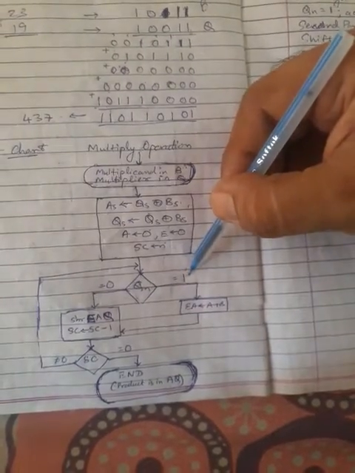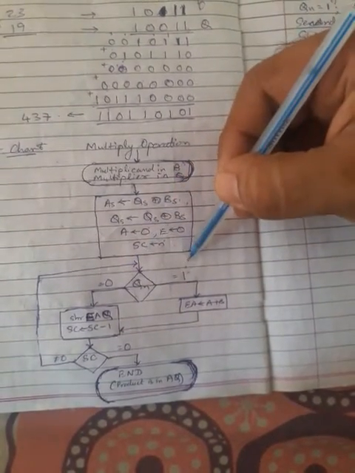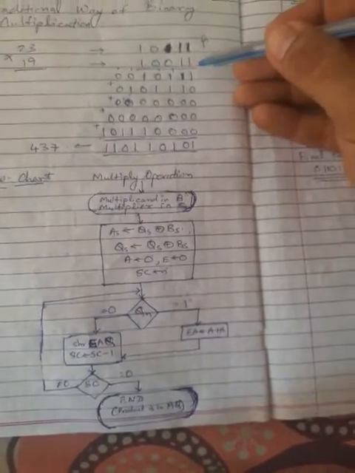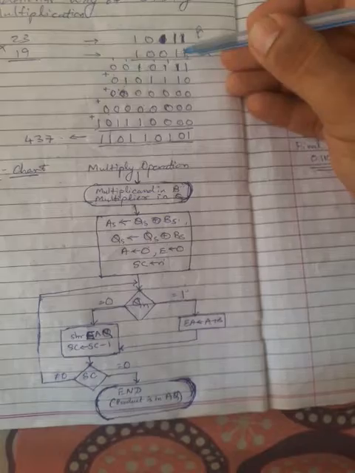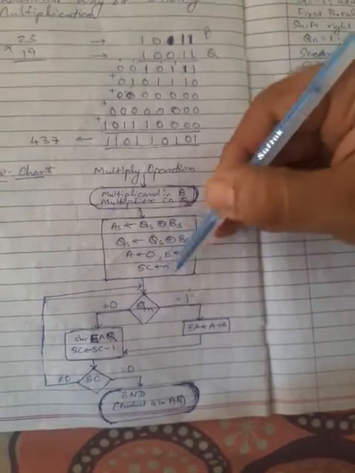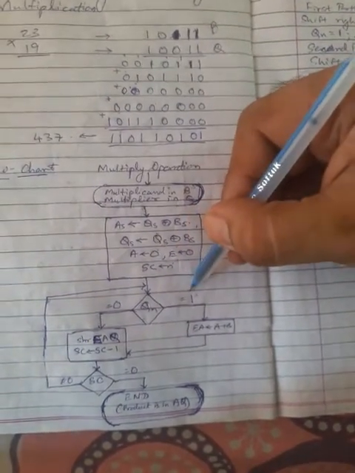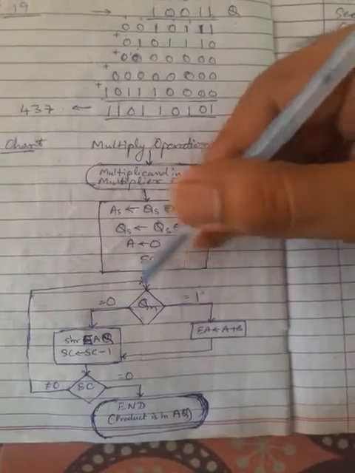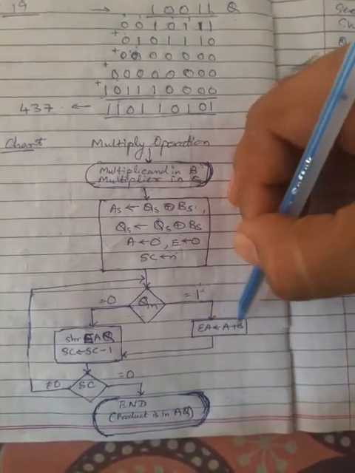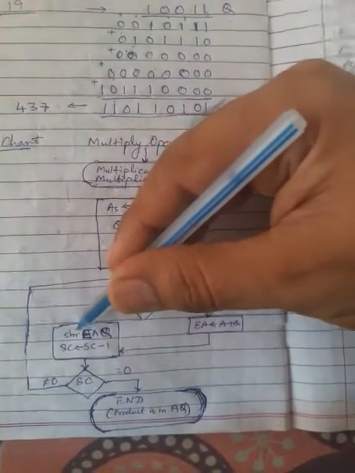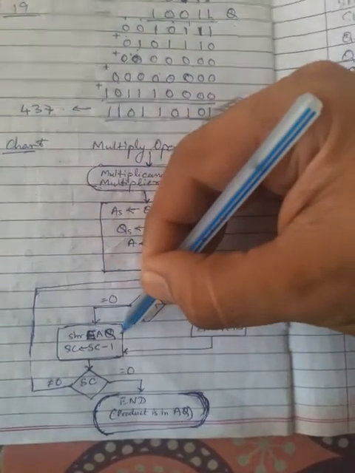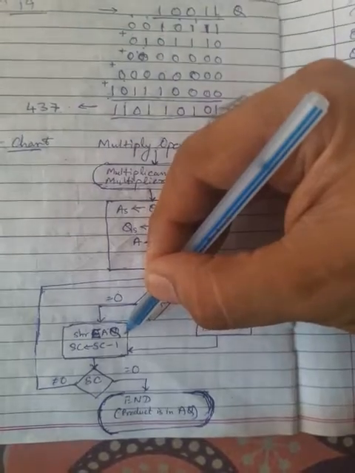If Qn is equal to 1 or Qn is equal to 0, then we have to see this. This is Qn, we start with this. So Qn is equal to 1, then again 1, then 0. So these are all Qn. We have to see whether Qn is 1 or 0. If it is 1, then we have to add A and B. If it is 0, then we have to shift right the E, A and Q part.